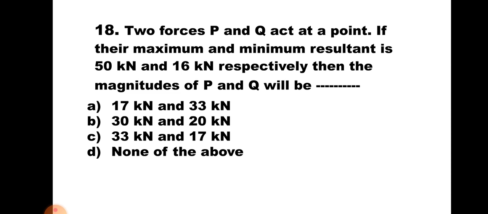So you have got two equations: P plus Q is equal to 50 and P minus Q is equal to 16. If you solve these two equations simultaneously for P and Q, the value of P will be 33 kilonewton and the value of Q will be 17 kilonewton. Hence the correct answer is C, 33 kilonewton and 17 kilonewton.